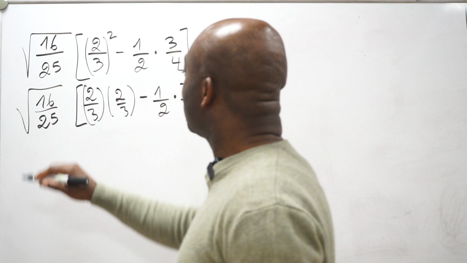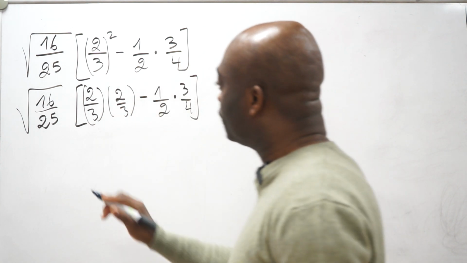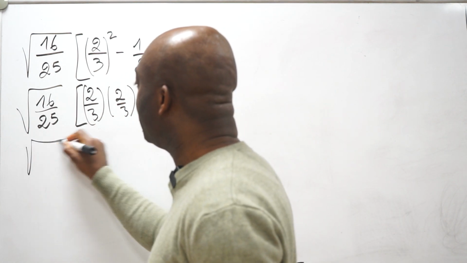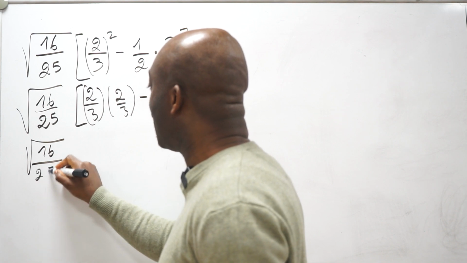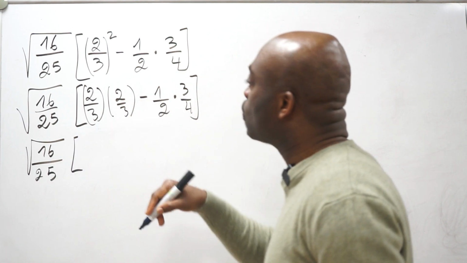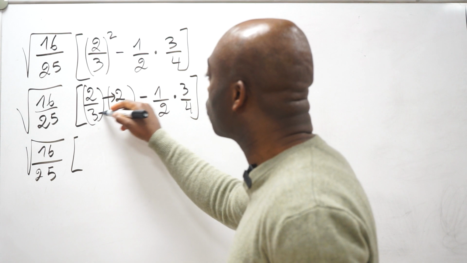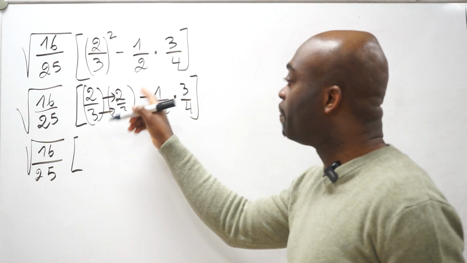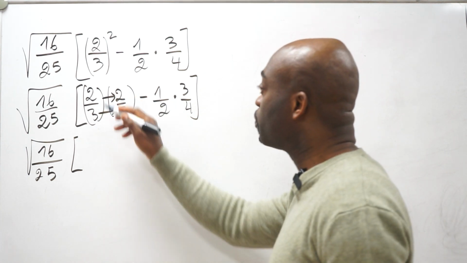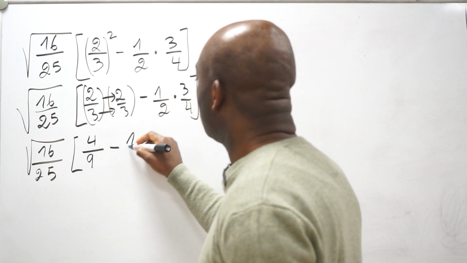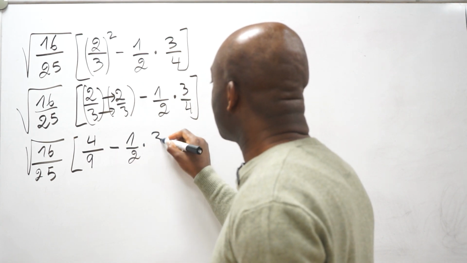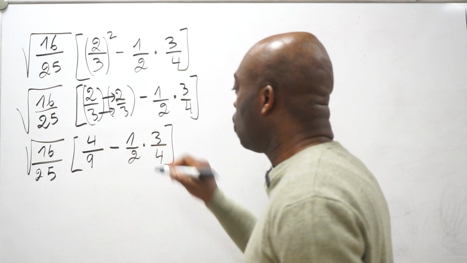So let's focus on what we have inside there. This is again the square root of 16 over 25, then times, so what's happening here? We're multiplying straight across, always: top number by top number, bottom by the bottom number. So we have 2 by 2, which is 4 over 9. Then minus 1 over 2 times 3/4 over here.